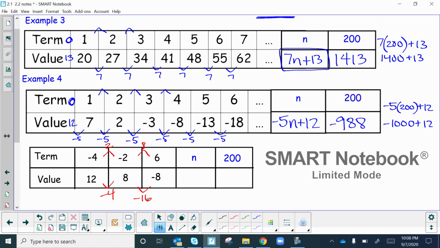Think back to what rise over run looks like. This would be the rise down here, and that would be the run. So that's like our slope.